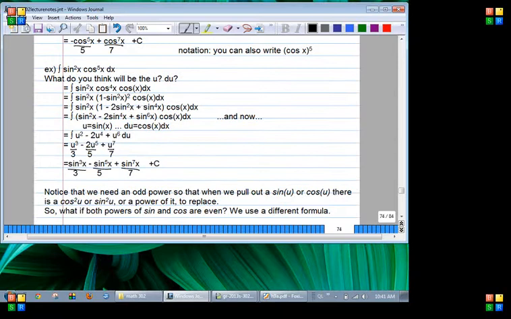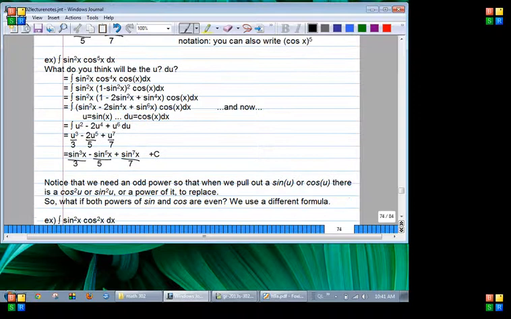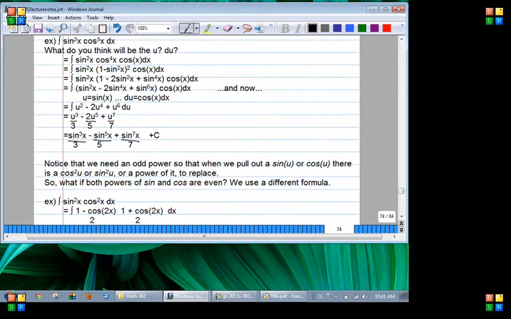Okay, so what if they're both even? What if they're both even? Then you have to use a different formula, because this trick's not going to work. So what about the integral of sine squared x cos squared x? Well, then we use those cos 2x formulas. Sine squared is 1 minus cos 2x over 2, and cos squared is 1 plus cos 2x over 2.